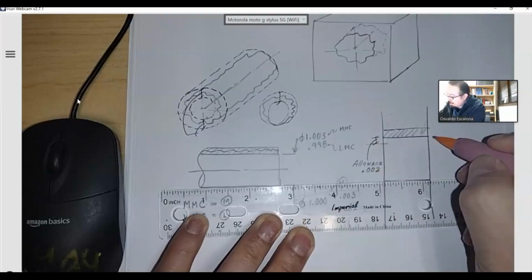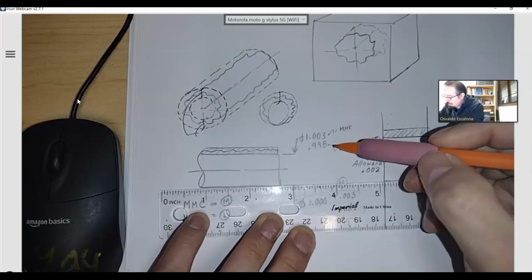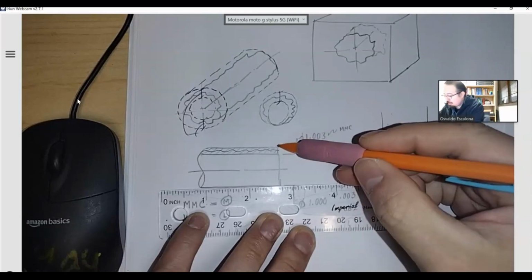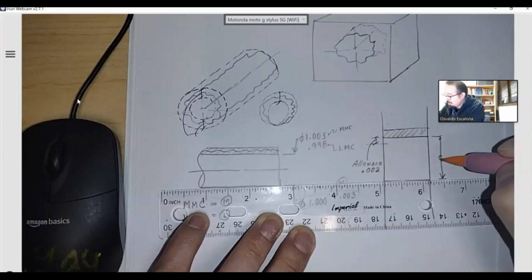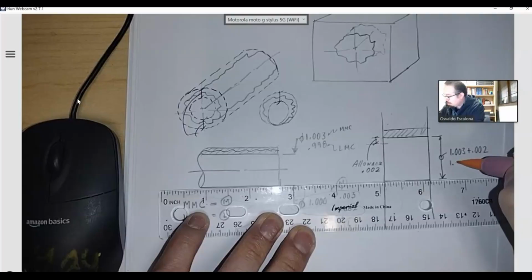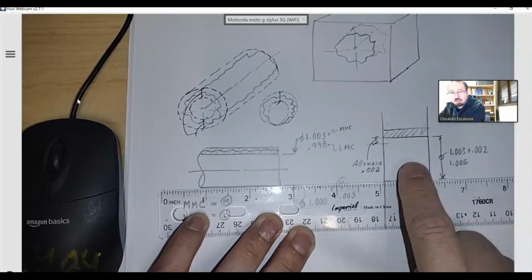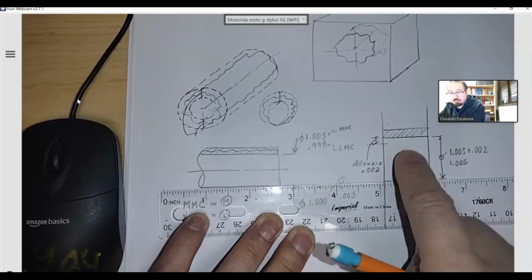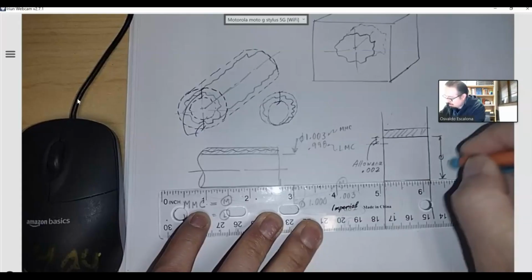The smallest that my hole could be will be the biggest this pin can be, plus whatever extra I gave it, which is 0.002. So in this case, it will be 1.003 plus 0.002, which is 1.005. Now, remember I told you, I want to ensure that the pin will fit in the hole, so we'll just write 1.005.